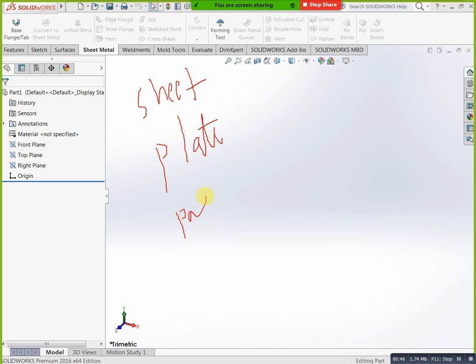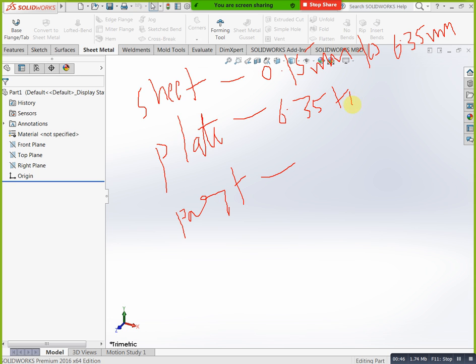What is the difference between these three? We have sheet, plate and part. Sheet means 0.15 mm to 6.35 mm. Under some conditions 6 mm you can also consider. A 6 mm plate we also consider. 6.35 or 6 to 12 mm we consider as a plate.